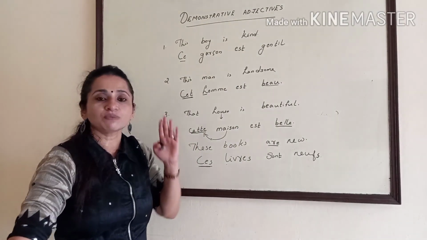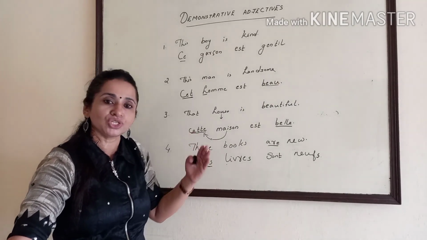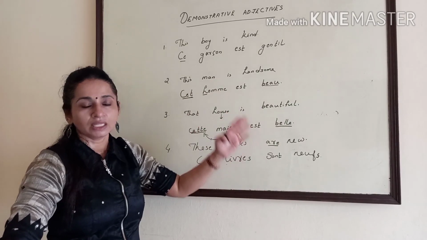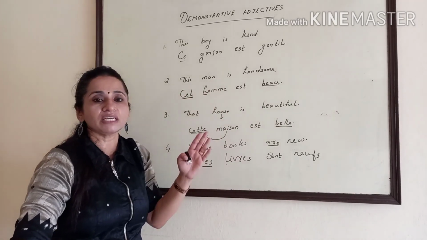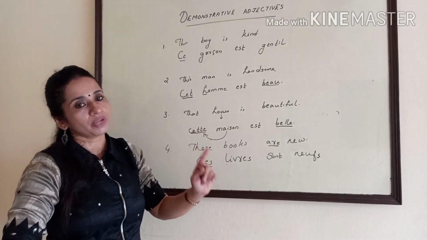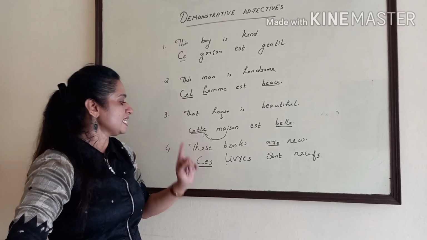Demonstrative adjectives are a special kind of adjectives which are used to express the relative position of a noun with respect to its time and space. In English, the demonstrative adjectives are this or that, that's singular, these or those. And in French, it is ce, cet, cette, C-E-T-T-E, and ces.